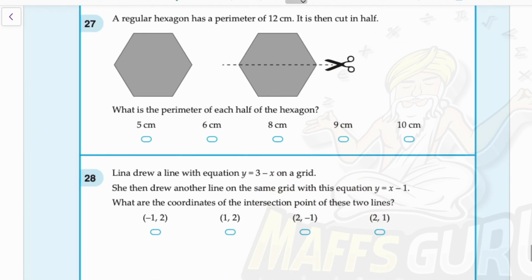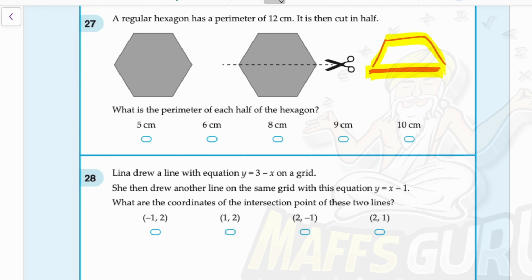A regular hexagon has a perimeter of 12 centimeters. It is then cut in half. What is the perimeter of each half of the hexagon? Now this is a huge trick, okay? Basically, when you cut it in half, you're now actually going to have a perimeter including this line here, and a lot of people will miss that. All they'll do is add together these 3 sides there without realizing you've actually added a side by cutting it in half.